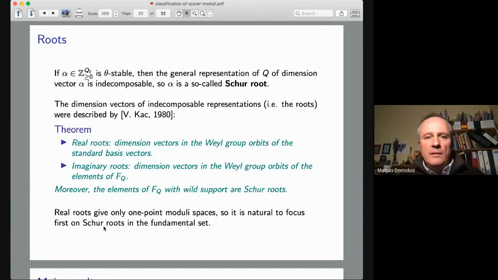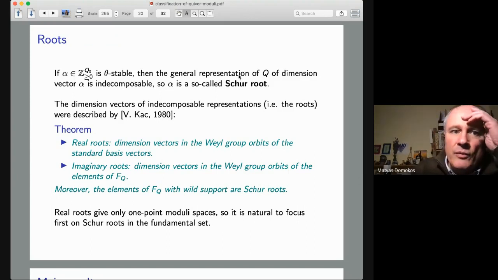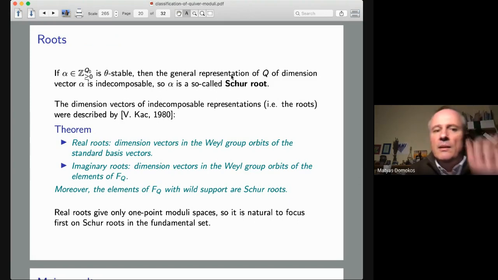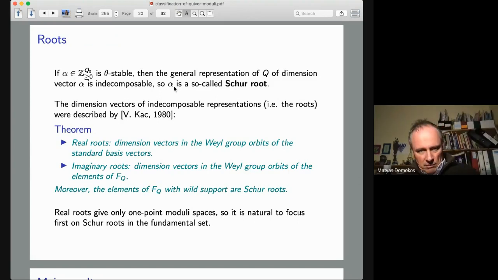The reason we record the fundamental set is that it's easy to see that if a dimension vector is theta stable, then the general representation of Q with that dimension vector must be indecomposable. Such dimension vectors are called Schur roots. So such a dimension vector must be a so-called Schur root.